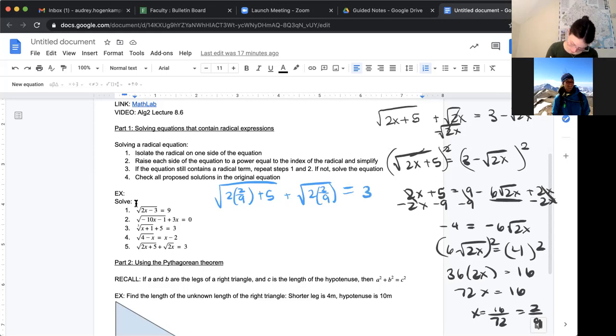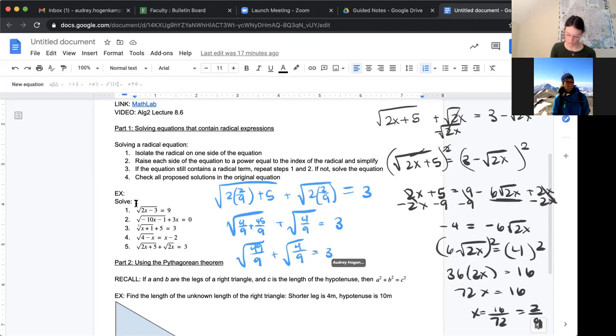So 2 times 2/9 is going to be 4/9 plus 5. The square root of 4/9 plus 5 is going to become 45/9. Plus 2 times 2/9 is going to be the square root of 4/9 is equal to 3. So the square root of 4/9 I can break up, 45 plus 4 is going to be 45, 46, 47, 48, 49. Square root of 49/9 plus the square root of 4/9 equals 3. I can use the quotient rule, so I can think about this as square root of 49 over square root of 9 plus square root of 4 over square root of 9 equals 3.